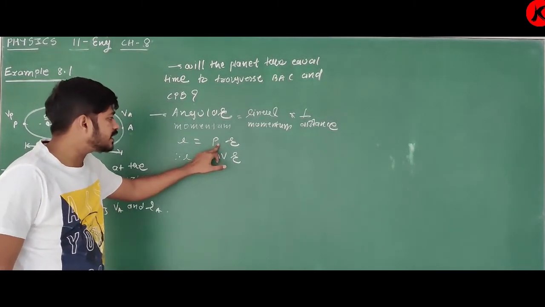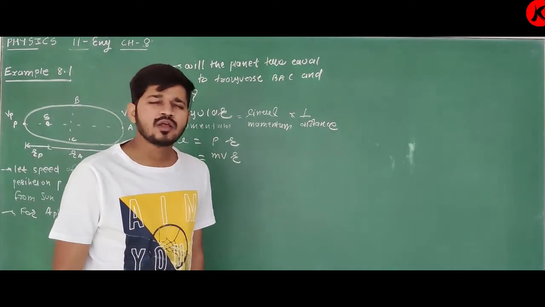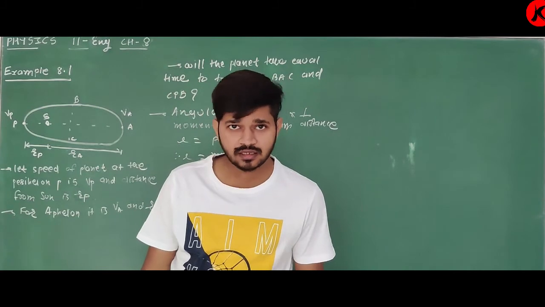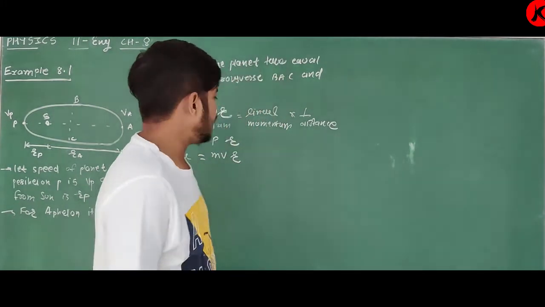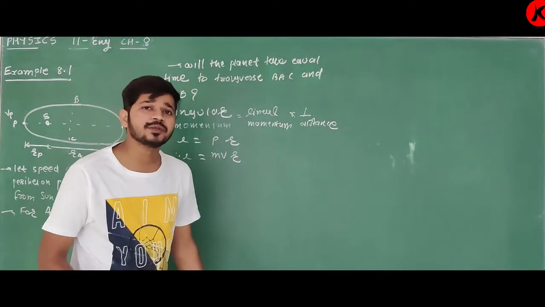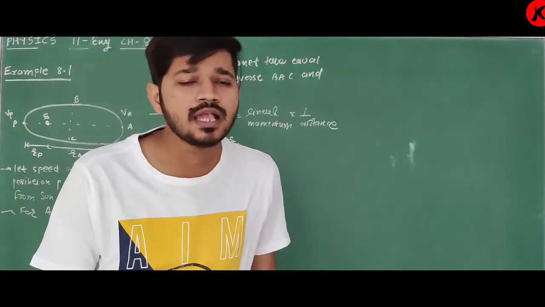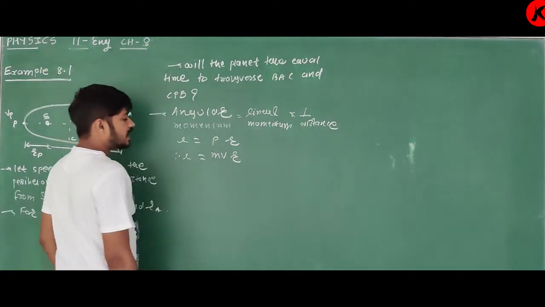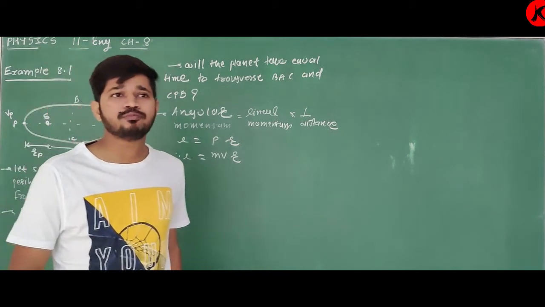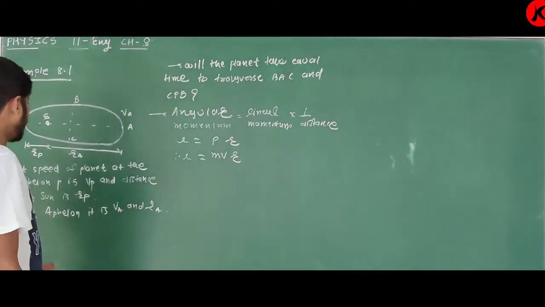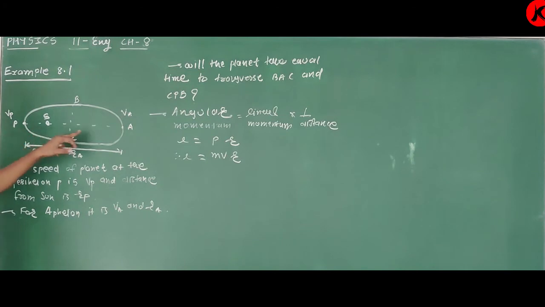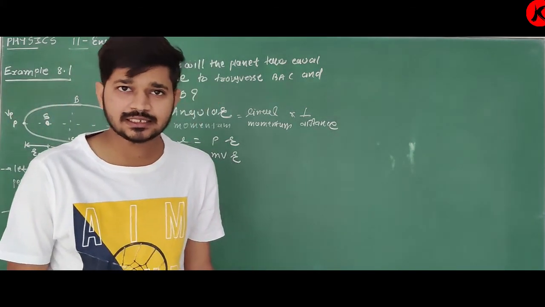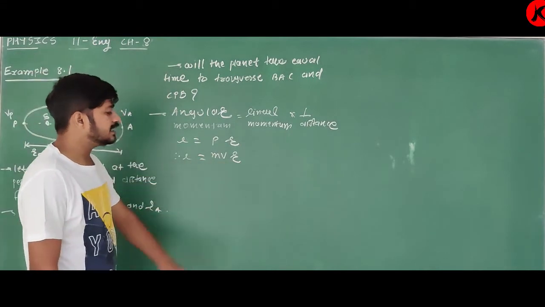How can I write directly PR? Because we know that velocity at each and every point is in the direction of the tangent. So between P and R, the angle will be 90, and sin 90 is 1. So L is equal to mvr, where m is the mass of the planet. Whether the planet is at point P or at point A, its mass is the same. Only v and r change.